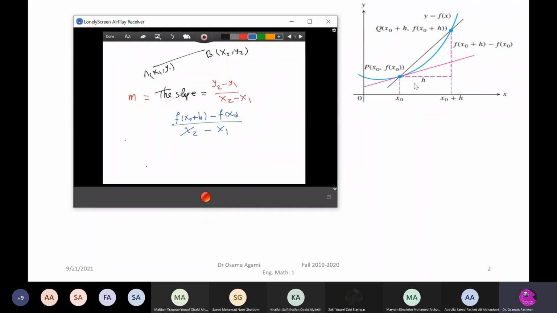But if you make this one closer to this one, this gap will be very small, right? But when you reach this point, it means you will go for the limit. This is x naught plus h minus x naught, so you can cancel out this one. So when you make this gap very small, it means h tends to 0, right? This is exactly what they call the first derivative.